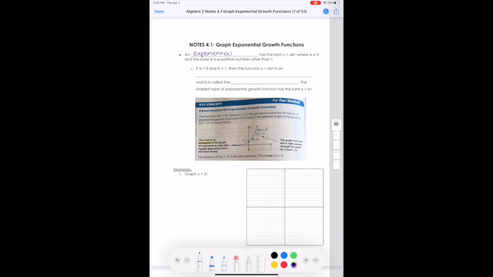First bullet point says an exponential function has the form y equals a b to the power of x, where a is not 0 and b is a positive number bigger than 1. If a is greater than 0 and b is greater than 1, then this is an exponential growth function. So it gets bigger and bigger. And b is called the growth factor, so it determines how quickly it grows.